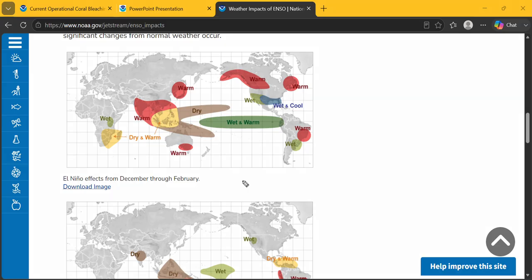And then in the winter months, we see the southern United States actually being wet and cold, while the northwestern United States is warm, as well as the northeast. So really the south is the predominant area for winter weather during an El Nino pattern.